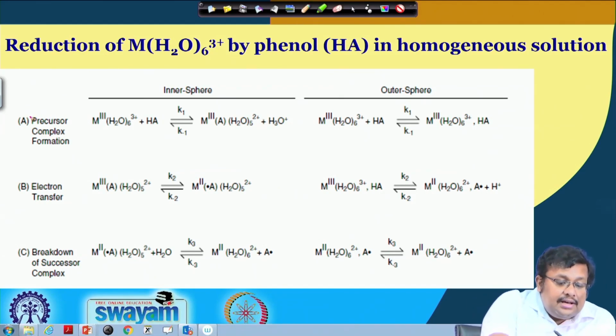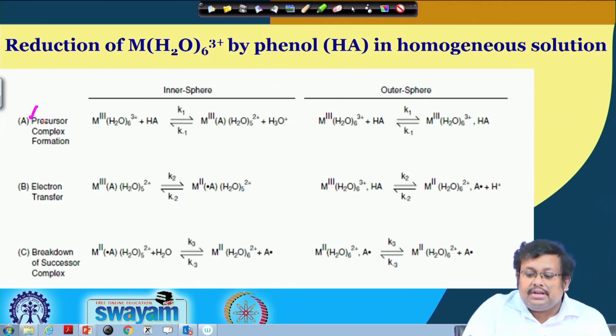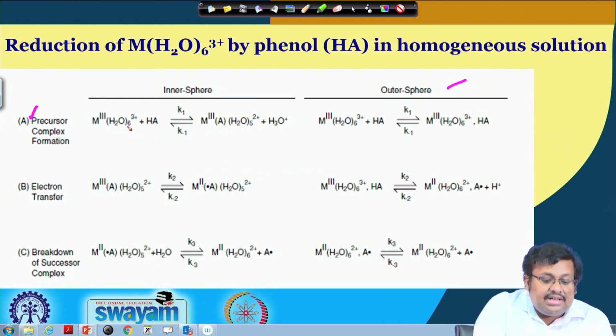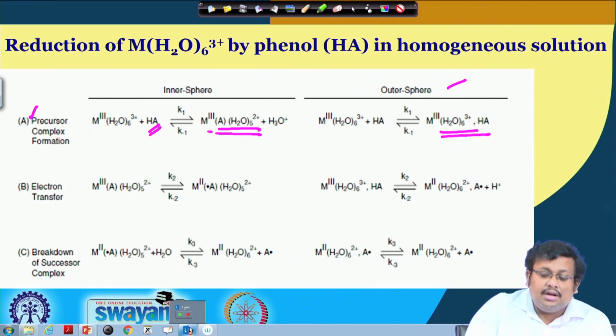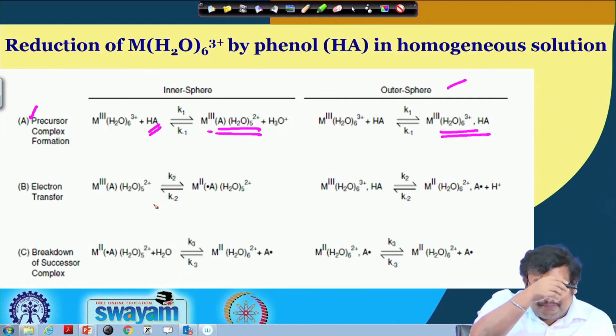First of all is the precursor complex formation. You can see it both in the case of the inner sphere complex and the outer sphere complex. In the inner sphere complex, there is M(H2O)6 3 plus. One example is given by phenol. You can see the inner sphere complex is produced and then it is reduced. So, this is a precursor complex, and in the case of the outer sphere complex it is also a precursor complex, and then in the second step, electron transfer happens.